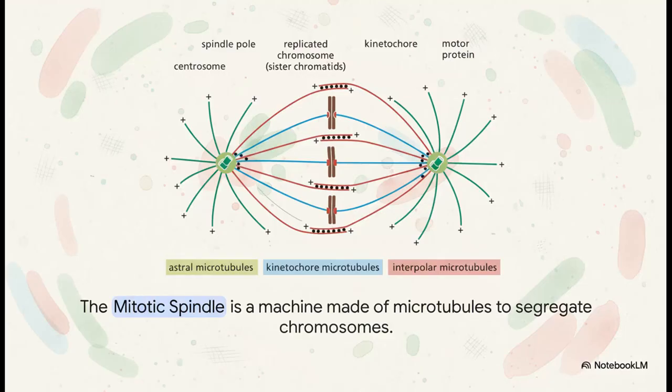And the star of this show, the main piece of machinery, is the mitotic spindle. It's this incredible structure made of protein filaments called microtubules. You can see there are three types that have very distinct jobs. The kinetochore microtubules are the ones that actually grab the chromosomes. The interpolar ones push the cell's poles apart, and the astral ones just make sure the whole thing is positioned correctly.